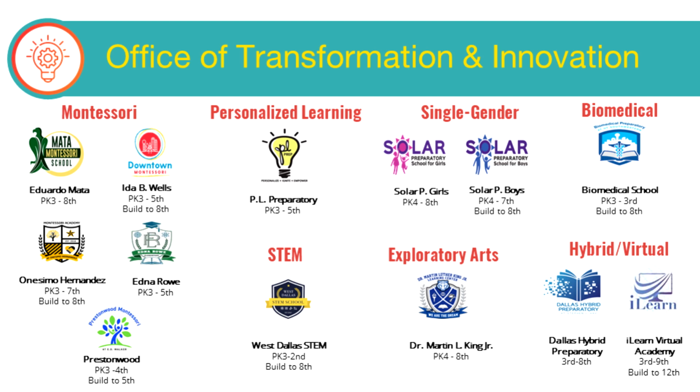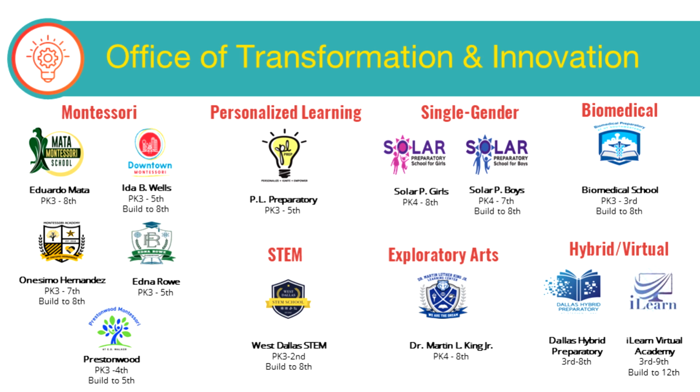We also have personalized learning at PL Prep at Sam Houston, which is pre-K 3 through 5th grade. This is an opportunity for students to really have ownership of their learning and have choice and voice in where they learn and how they learn. We also have single gender offerings, Solar Girls and Solar Boys. Not only are they single gender, but students also have opportunities to engage in STEM and STEAM programming.